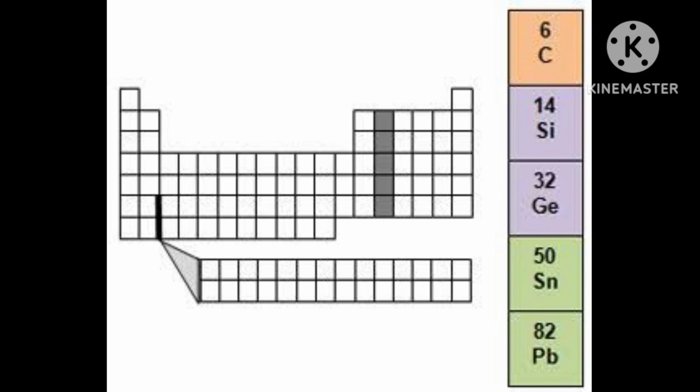Now covalent radius. There is a considerable increase in covalent radius from carbon to silicon. Thereafter, from silicon to lead, a small increase in radius is observed. Why is this happening? This is due to the presence of completely filled d and f orbitals in the heavier members.